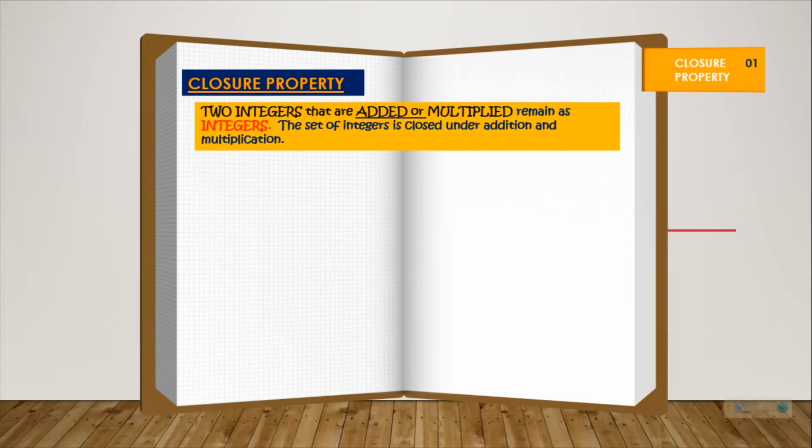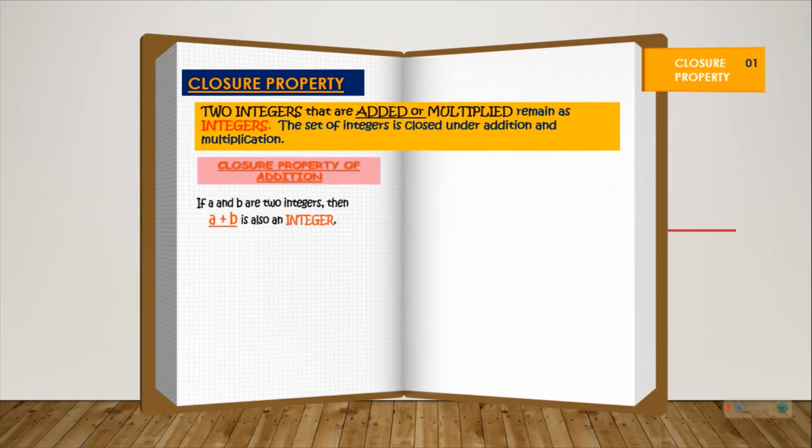The first one is closure property. 2 integers that are added or multiplied remain as integers. The set of integers is closed under addition and multiplication. So in addition, if A and B are 2 integers, then A plus B is also an integer.